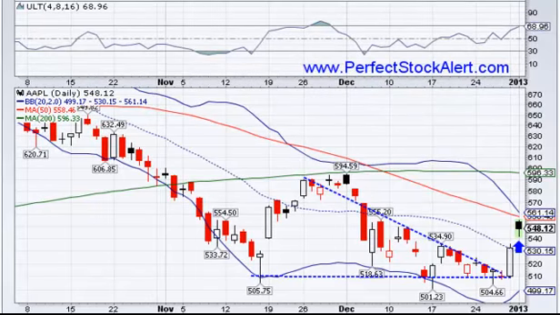Today is Wednesday, January the 2nd, 2013, about 2:17 p.m. Market's got another 45 minutes to go before the close. And we'll be looking at Apple stock today. Apple Incorporated, ticker symbol is AAPL. You can see the ticker symbols right here.